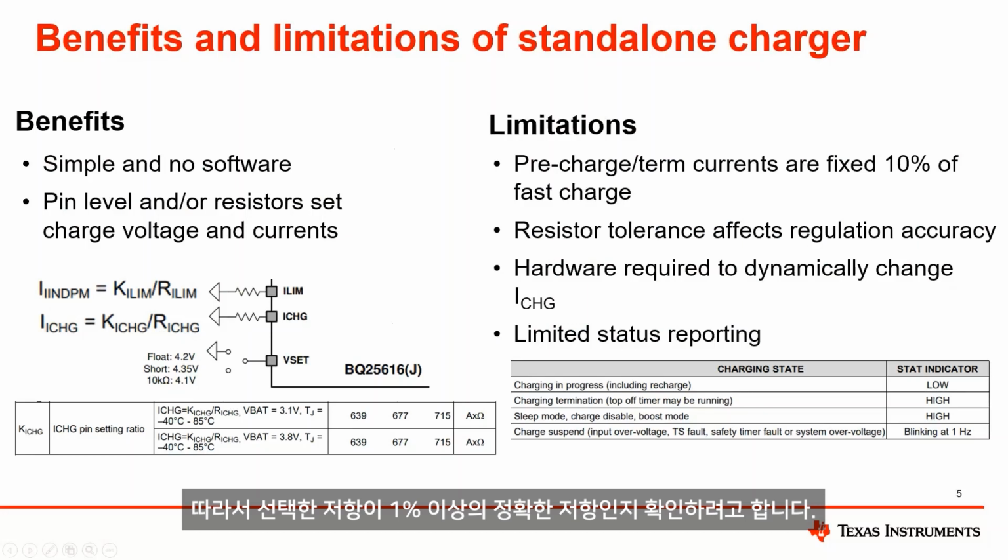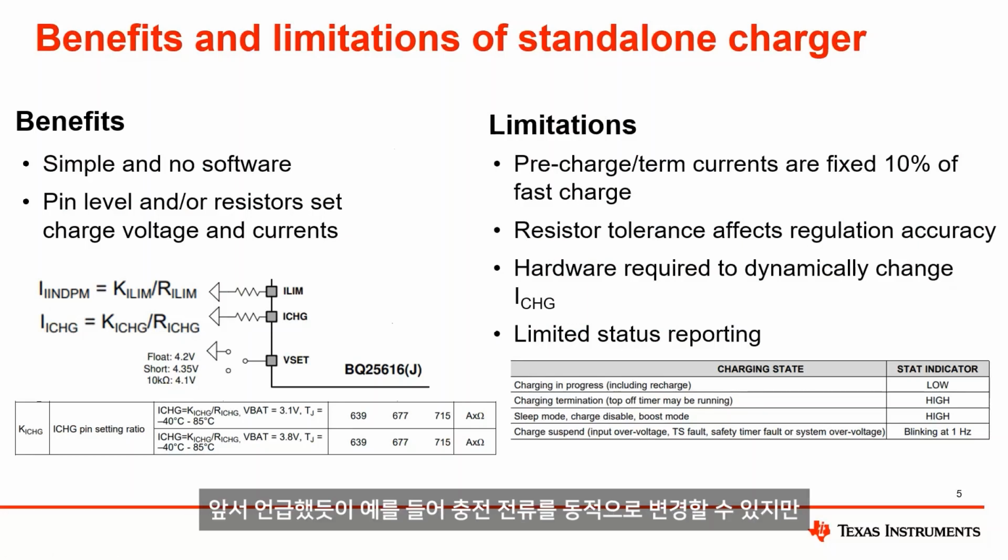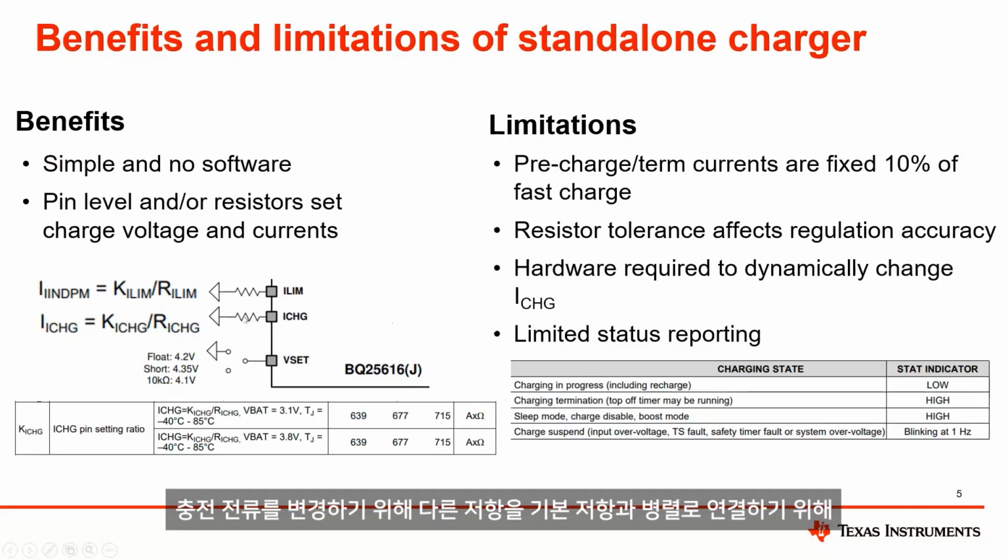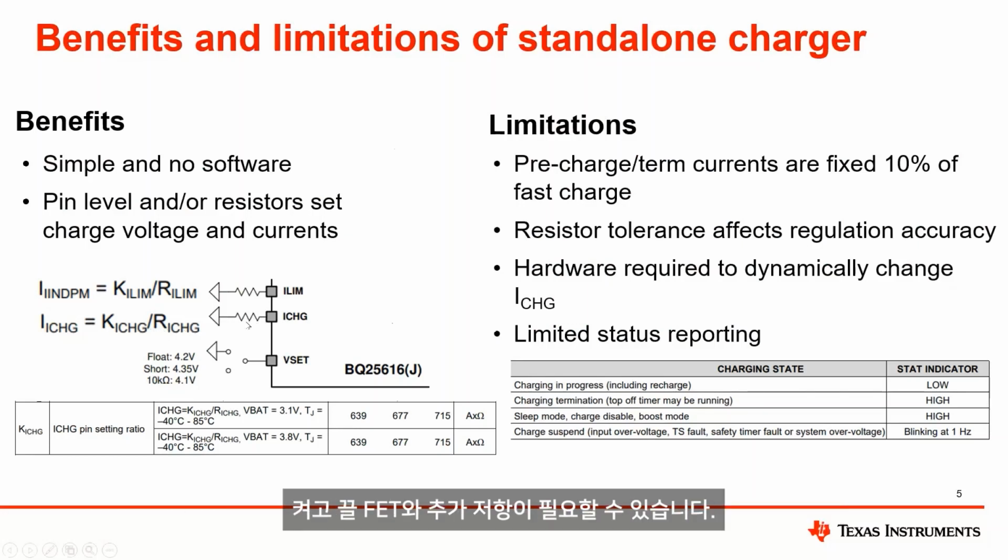accurate resistors. As I mentioned, you can dynamically change the charge current, for example, but you would need an additional resistor and maybe a FET that you would turn on and off to put another resistor in parallel with the primary resistor to change the charge current.